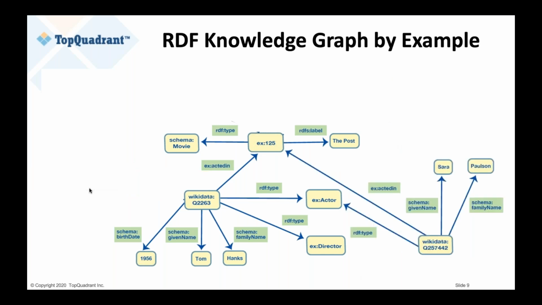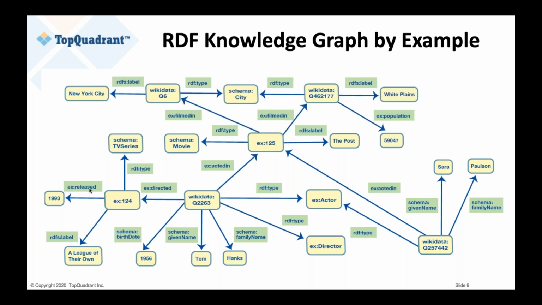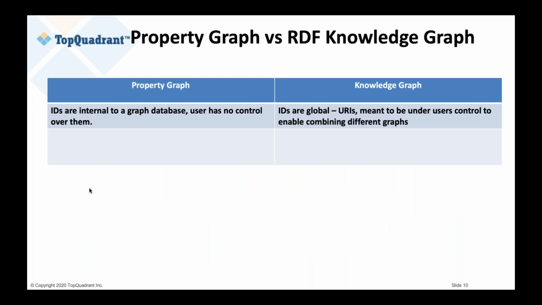So now let's grow the graph. Now we bring in Sarah Paulson, and she also acted in this movie. And we'll bring in the fact that Tom Hanks directed A League of Their Own, and then we keep on going, and we have information about where The Post was filmed, and the population of one of the cities. So it's the same information as you saw before.